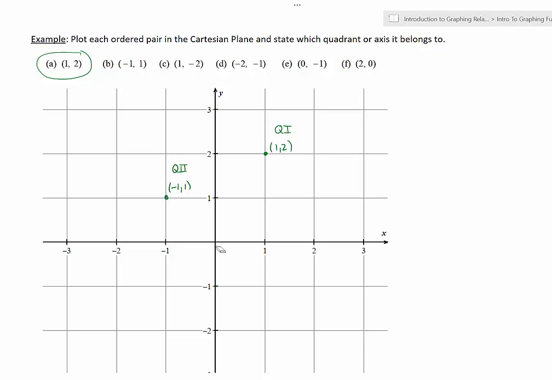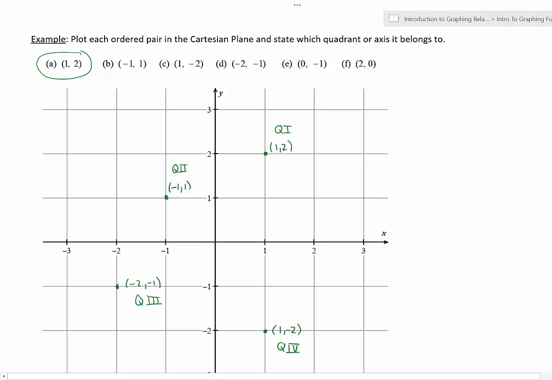All right, let's keep going. Part C, (1, -2). That means move to the right, +1 unit. And now the output is -2, so we're going to move down 2 units to this point right there, which is the point (1, -2). Down at the bottom right, this is quadrant 4. Keep going. Part D, (-2, -1). That means we're going to move left from the origin 2 units to -2, and then the output is -1, so move down to -1. So here's the point (-2, -1). That is located in quadrant 3.